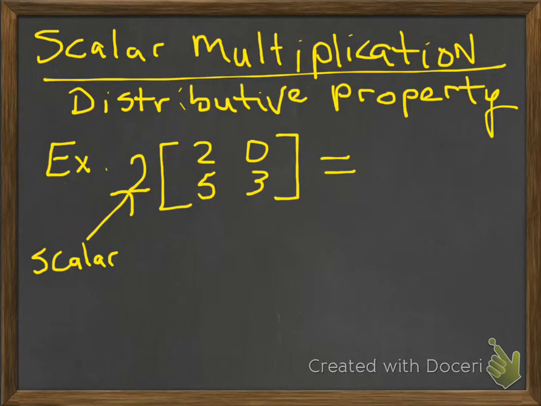What's 2 times 2? 4. What's 2 times 5? What's 2 times 0? What's 2 times 3? Okay, so your matrix should be 4, 10, 0, 6. That's it.